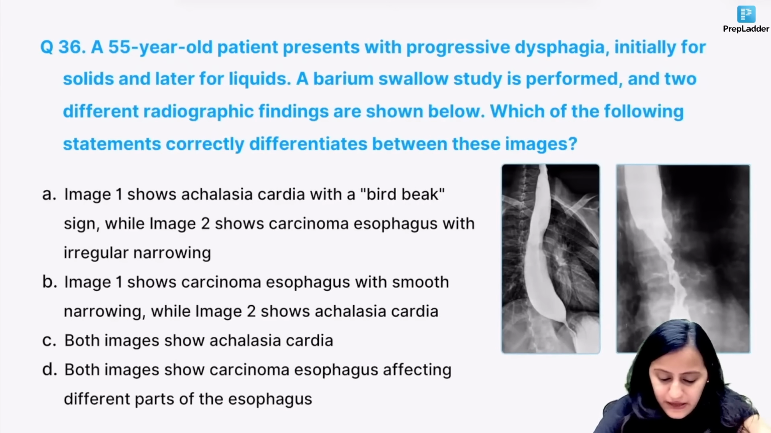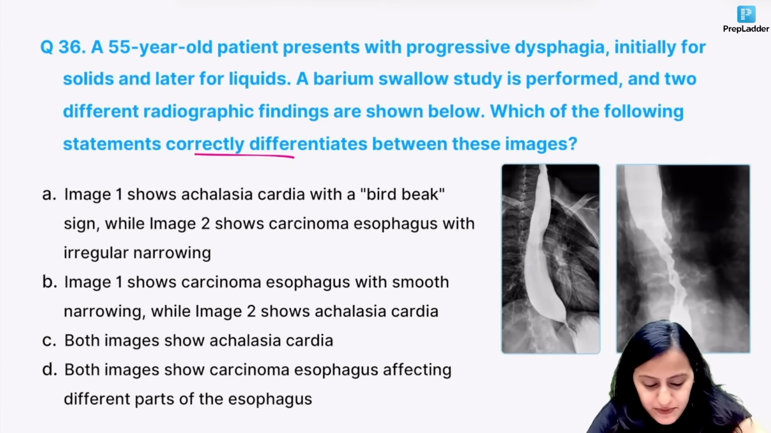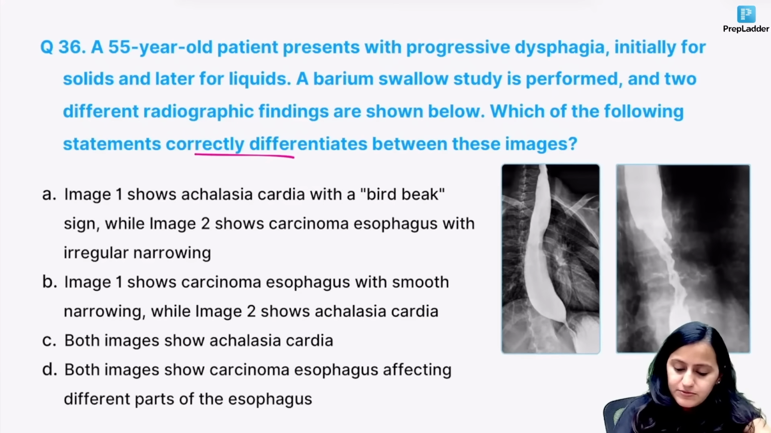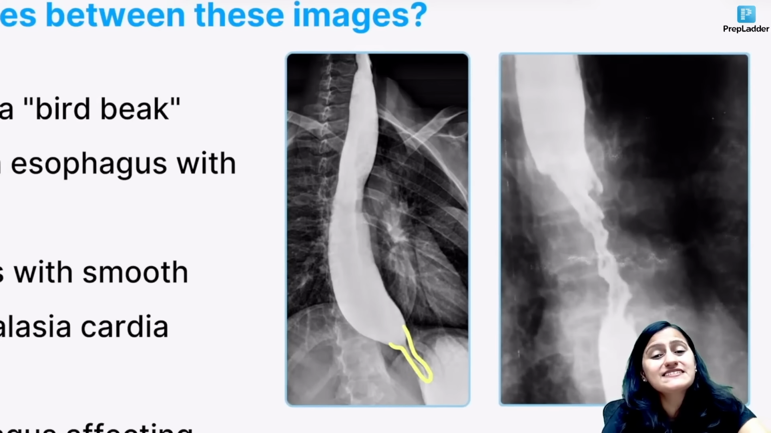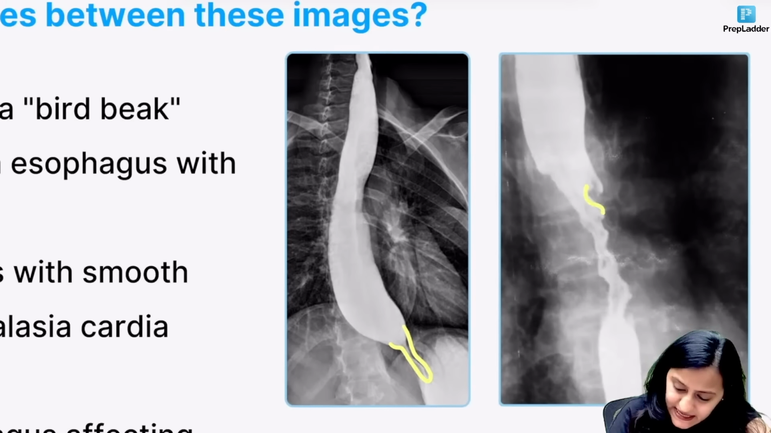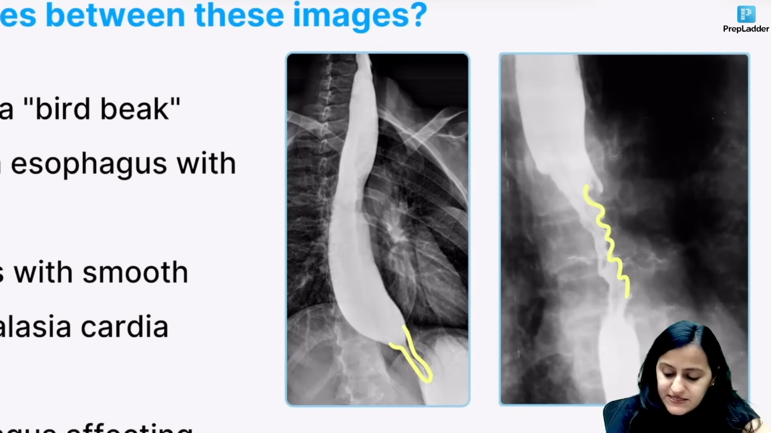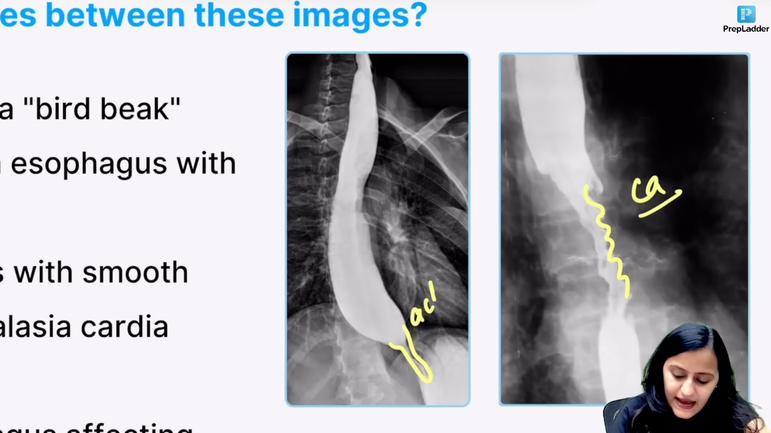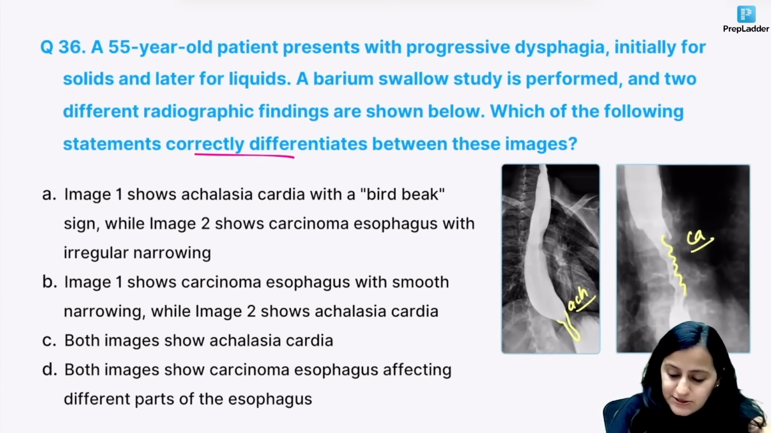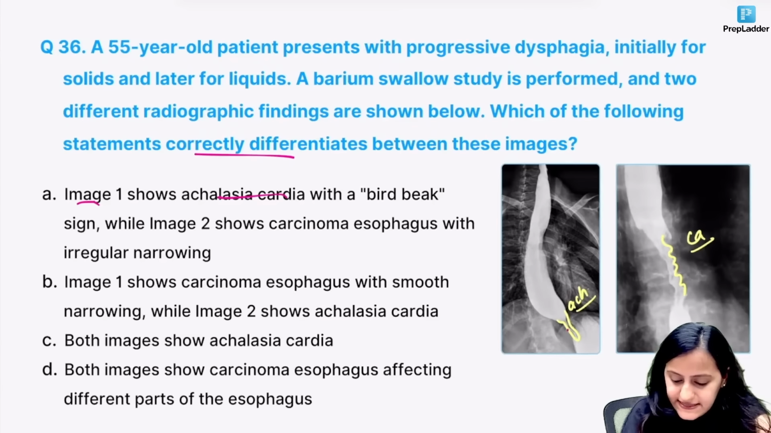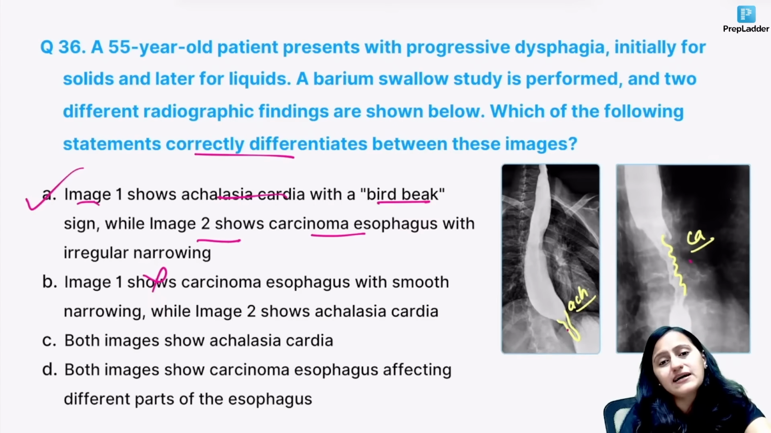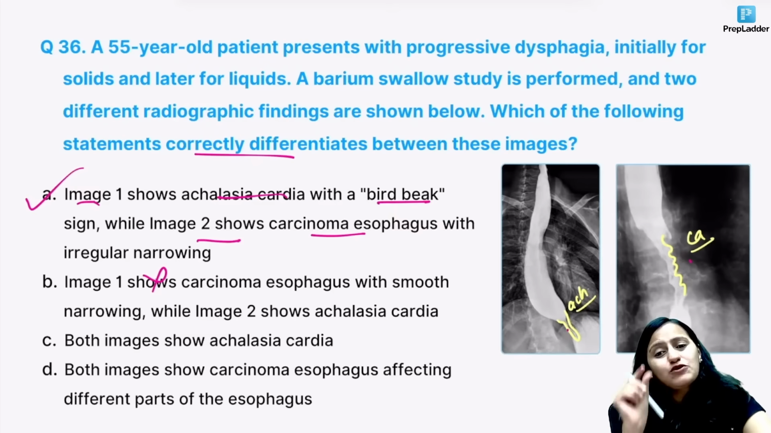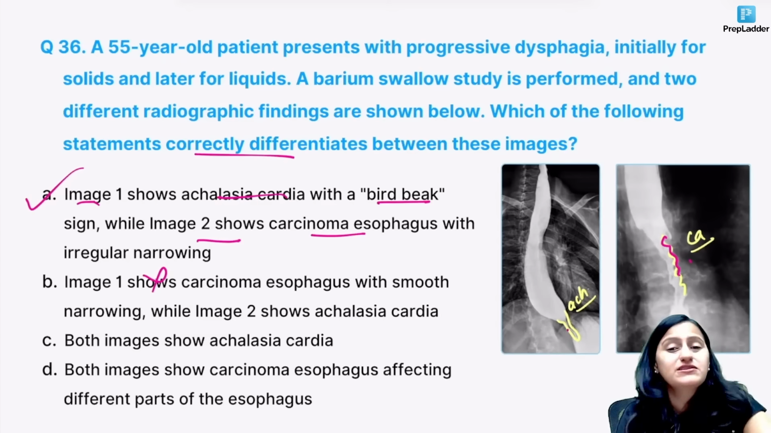Okay. Next one. Which of the following statements correctly differentiates between these images? So look at this one. What do you have? The two images. This is the bird beak appearance, distal esophagus, achalasia. This is the irregular surface, mid-esophagus, malignancy. So this is carcinoma and this is achalasia. Okay. So image 1 shows achalasia with a bird beak. Image 2 is carcinoma. This is correct. Image 1 is not carcinoma. Okay. Achalasia will always be in the lower esophageal sphincter, the bird beak. And carcinoma will have this irregular surface.